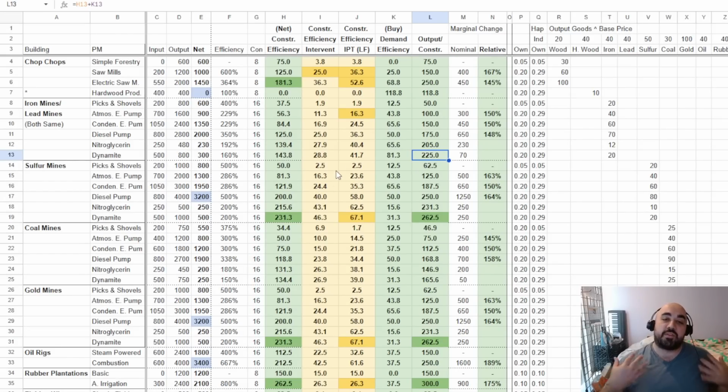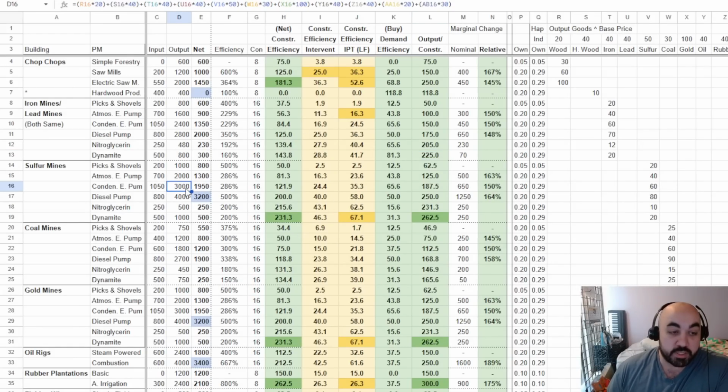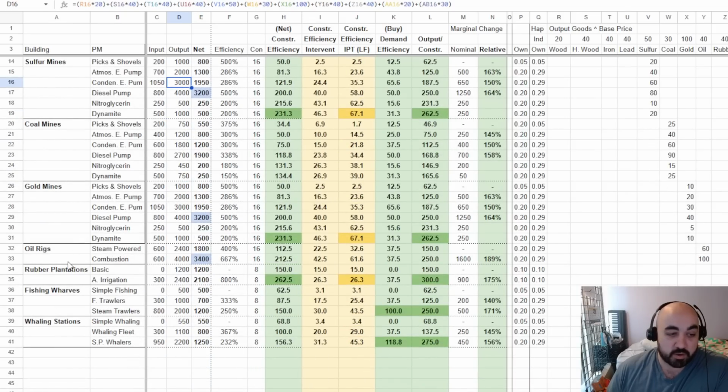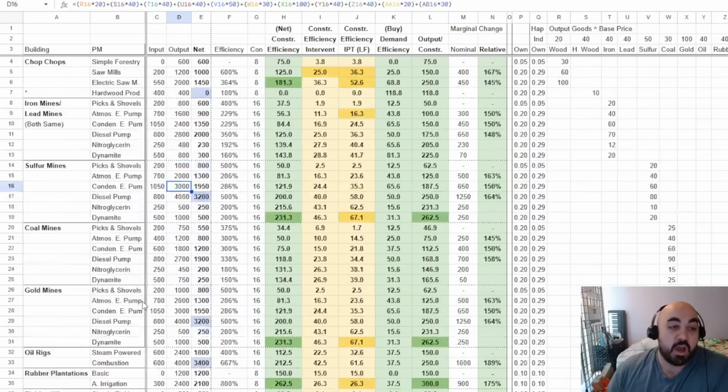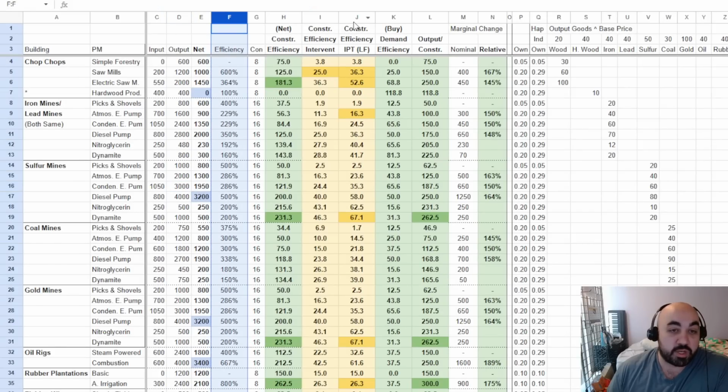Okay, so let's just briefly talk about all the industries and which ones are best in this type of stuff. Generally speaking, the resource industries, which are coal mines, gold mines. Gold mines we're actually not going to really talk about because they're an anomaly, and this is probably not the best way to evaluate gold. But oil, rubber, fishing, all the mines, the chops, these sorts of industries, these will generally be quite efficient. They will generally contribute quite a lot to the construction efficiency.